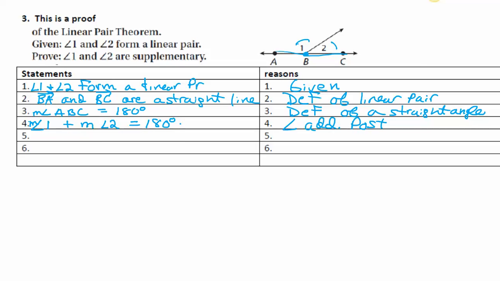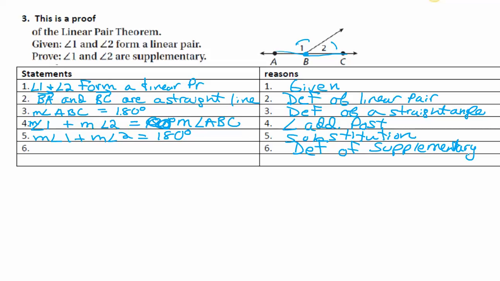Oh, actually, it would be equal to the measure of, I guess I can't say it's 180 degrees yet. I have to say it's the measure of angle ABC. And then I can substitute in that the measure of angle ABC equals 180. So then the next step, I would say that then that's equal to 180 by substitution. Okay, we almost have that they're supplementary now. The definition of supplementary is that their sum is equal to 180. That's the definition of supplementary.